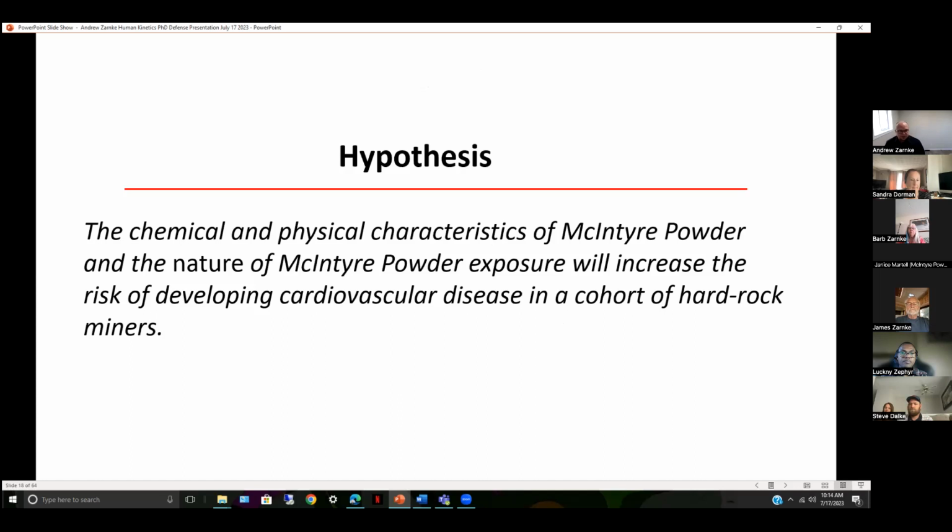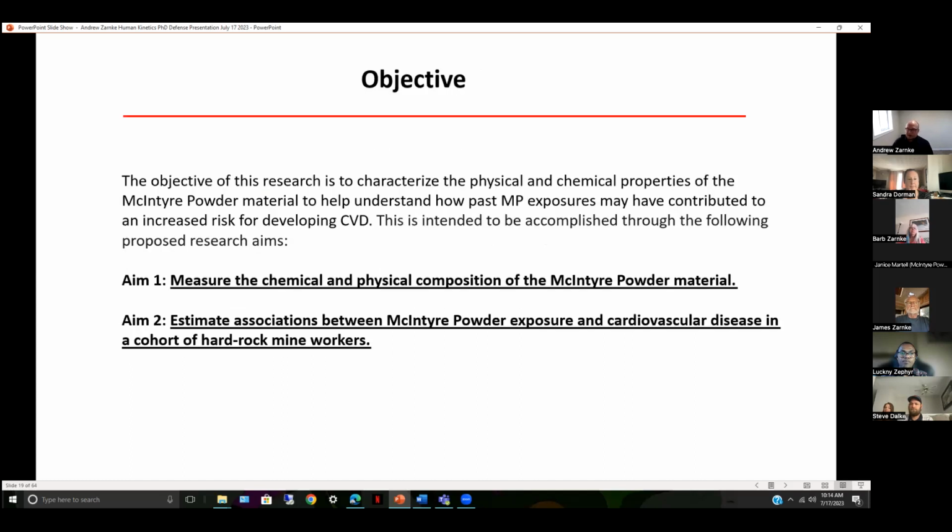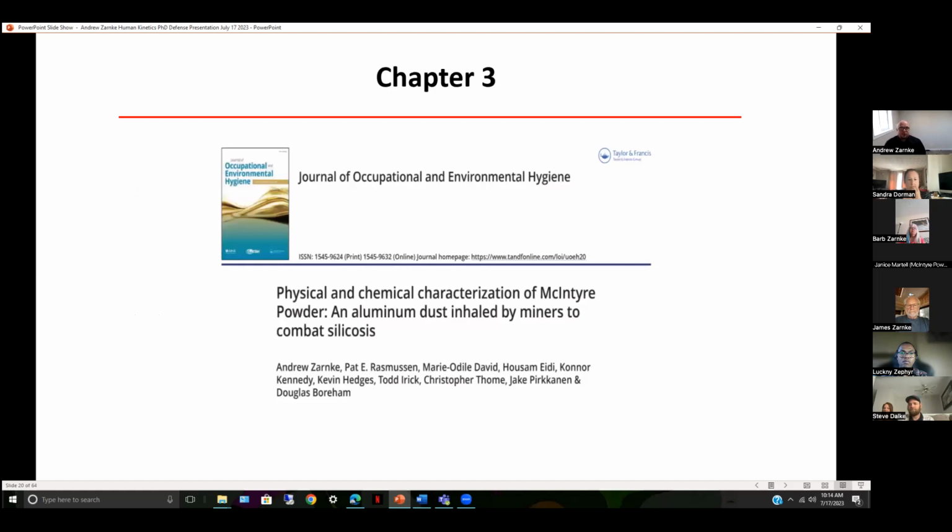So my thesis hypothesis was that the chemical and physical characteristics of McIntyre powder and the nature of McIntyre powder exposures will increase the risk of developing cardiovascular disease in a cohort of hard rock miners. This was broken down into two main aims: to measure the chemical and physical composition of McIntyre powder, and to estimate the associations between McIntyre powder exposure and cardiovascular disease in a cohort of hard rock mine workers. The first objective was chapter 3 of my thesis. It was published in the Journal of Occupational and Environmental Hygiene, and it's the physical and chemical characterization of McIntyre powder.